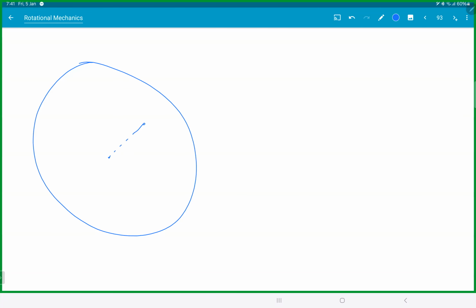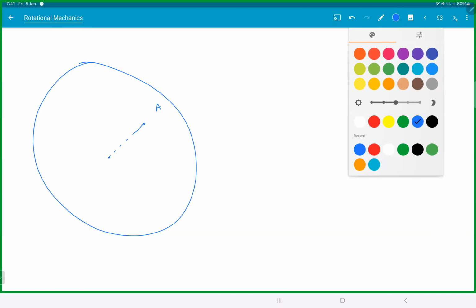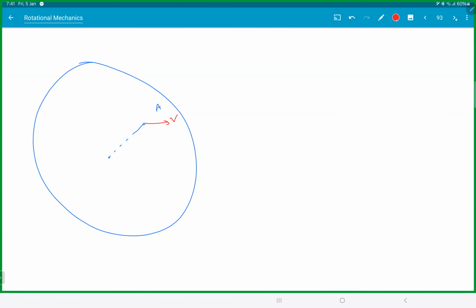So this is A. It will have two velocities. One translation, which is V. Second, you are going in a circle, so this velocity will be R by 2 omega. This angle is 30, so this angle is 60.